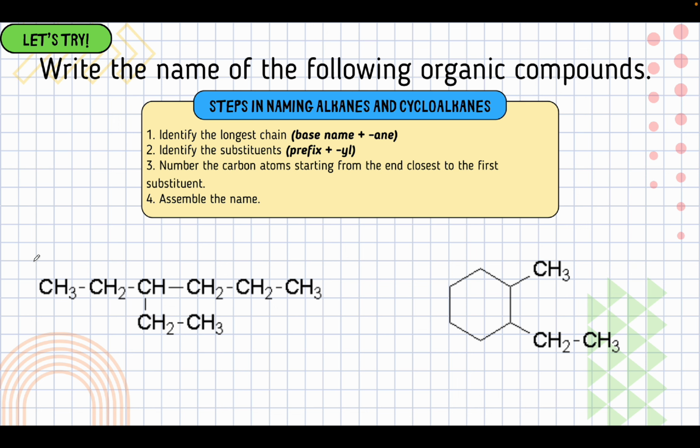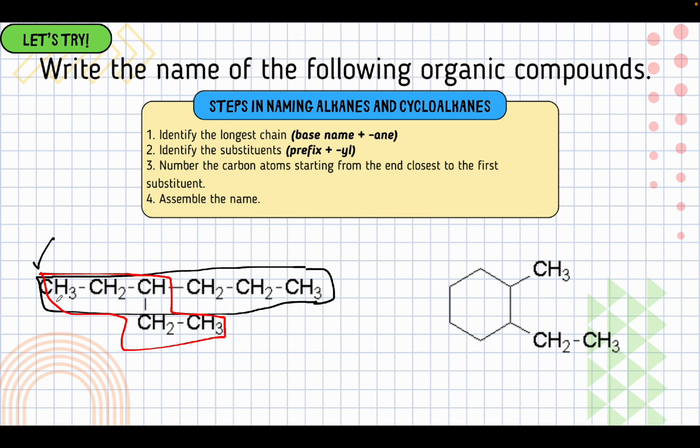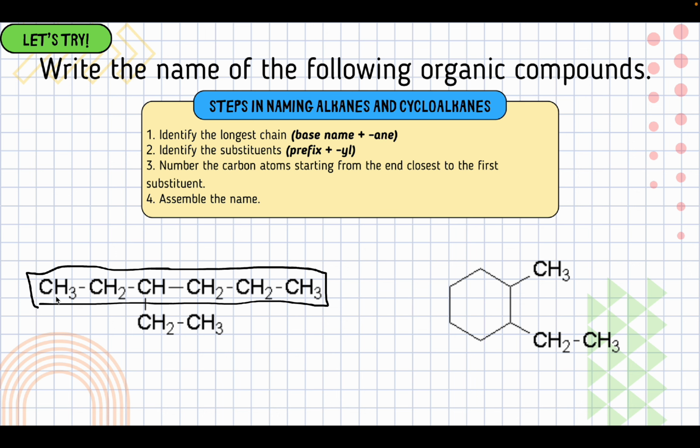So this one is an alkane because it doesn't have a ring. First step is to identify the longest chain. Okay, so the longest chain would be this one. This is the longest chain. Why is it the longest chain? Because it would have 1, 2, 3, 4, 5, 6. If we consider this, we'll only have 1, 2, 3, 4, 5. Okay, that's why we go with the black one. So this is 1, 2, 3, 4, 5, 6. So this is a hexane.